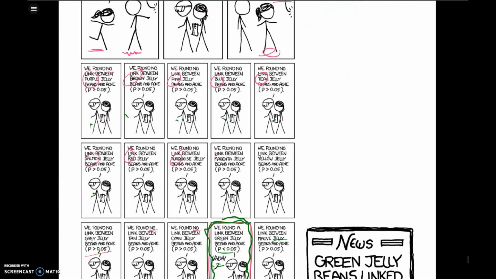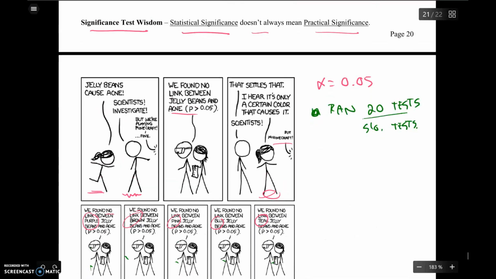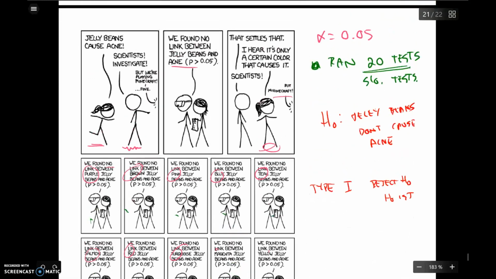So, do you think green jelly beans really do cause acne? And did they scientifically prove it? Well, it's not a coincidence that they ran exactly 20 tests. If we assume that jelly beans don't cause acne, then a type 1 error would be rejecting the null when the null is true, meaning the jelly beans don't really cause acne, but I mistakenly say they do. So that's probably what's happening here, right? Maybe. The idea here is that you're running 20 tests. The probability of committing a type 1 error is alpha.